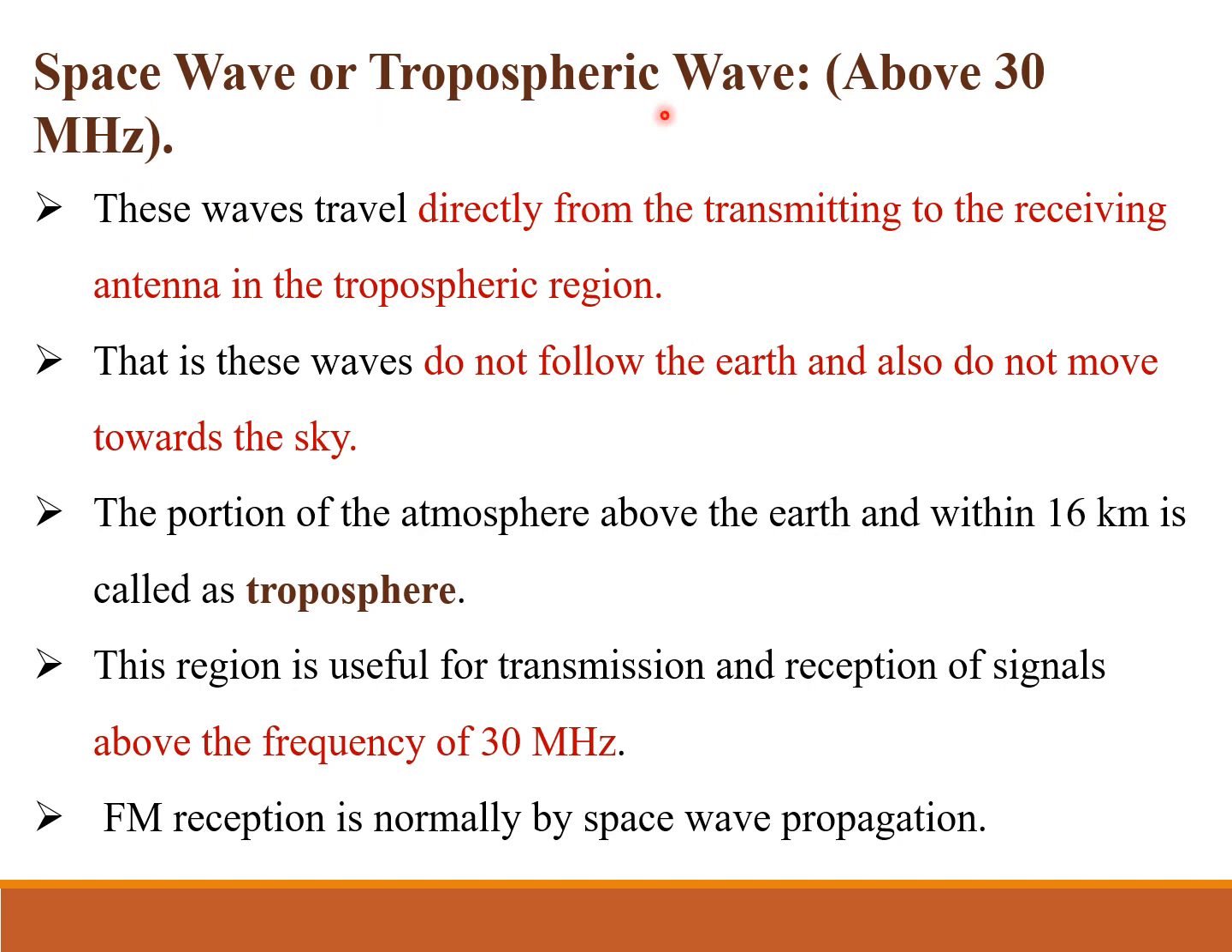Space wave or tropospheric wave propagation happens above 30 megahertz. These waves travel directly from the transmitting to the receiving antenna in the tropospheric region. These waves do not follow the earth and also do not move towards the sky. The portion of the atmosphere above the earth and within 16 km is called the troposphere. This region is useful for transmission and reception of signals above the frequency of 30 MHz. FM reception is normally by space wave propagation.